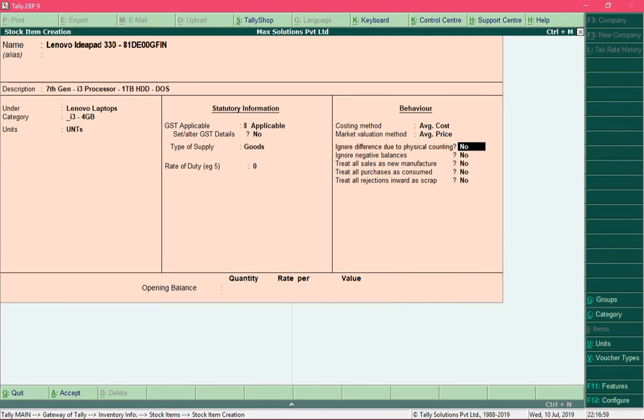At this point all the required information to create the stock is entered, and you can press Ctrl A or you can keep pressing the enter key until Tally prompts you to accept the item creation. So press Y to accept the item creation.